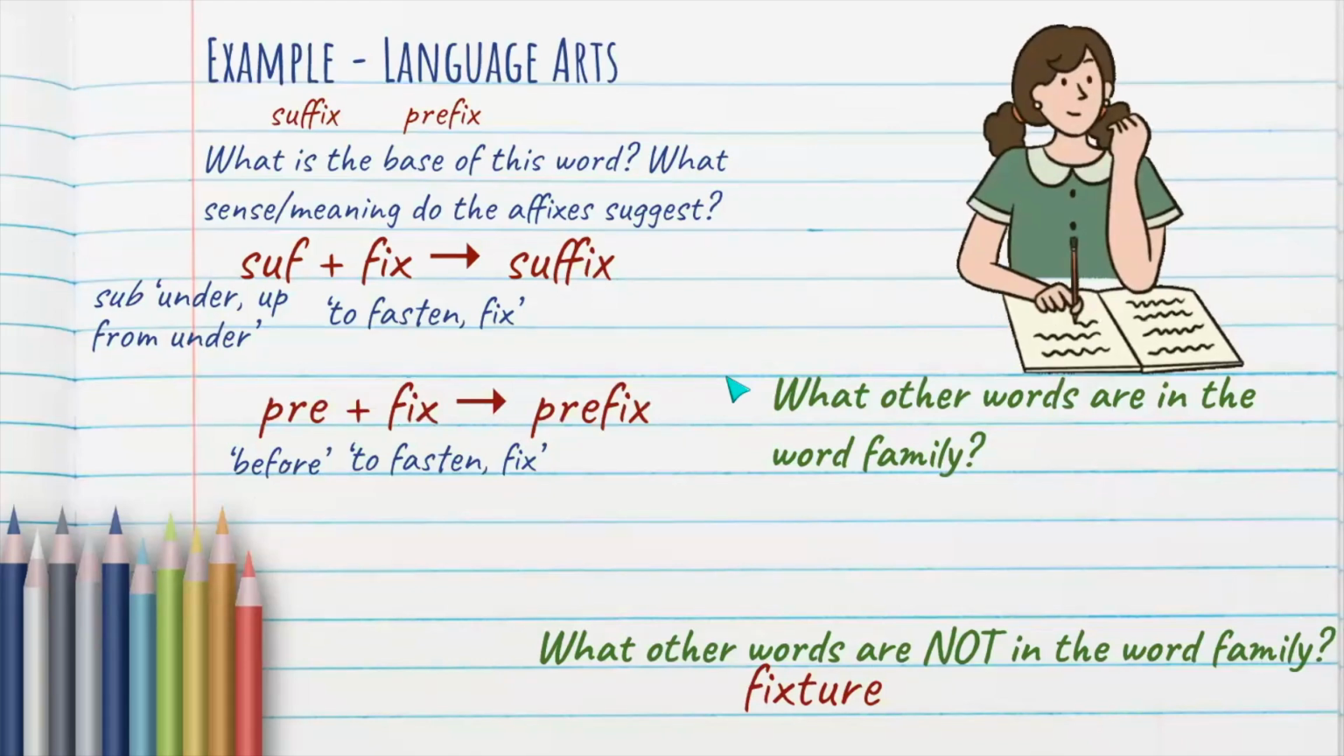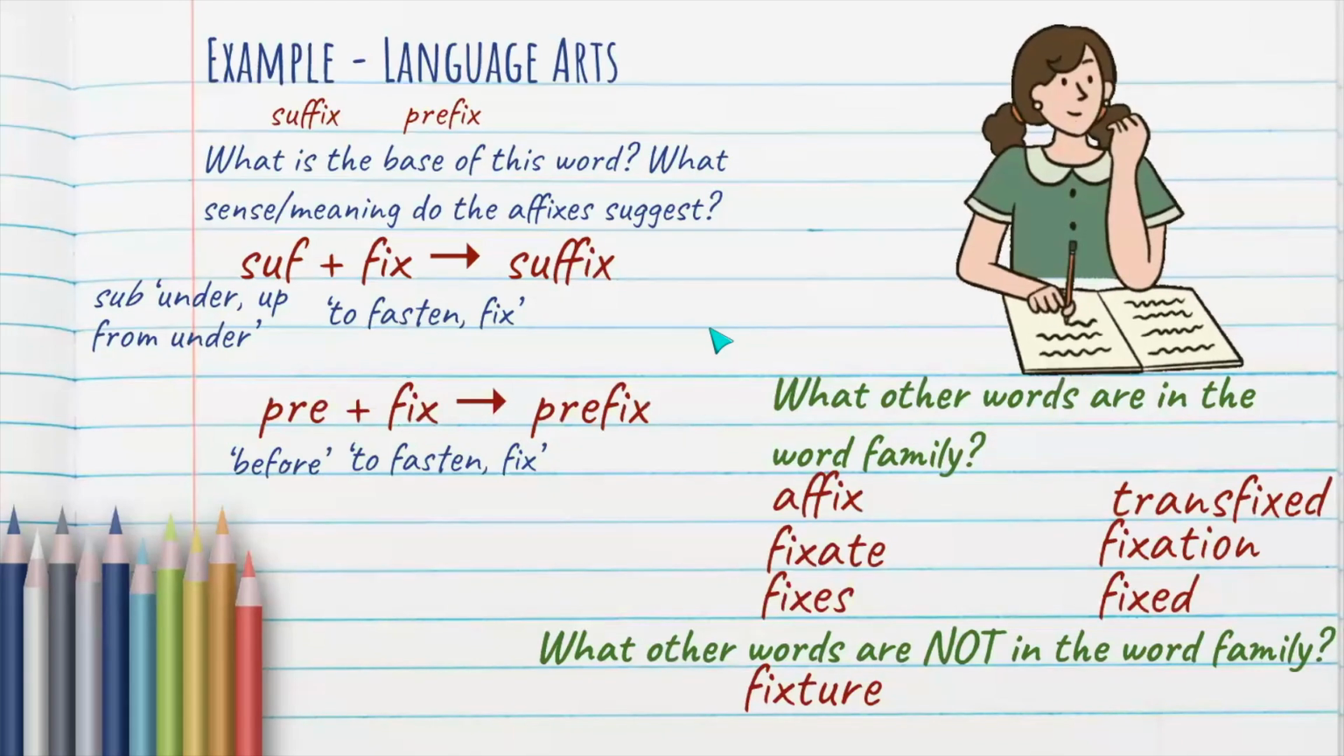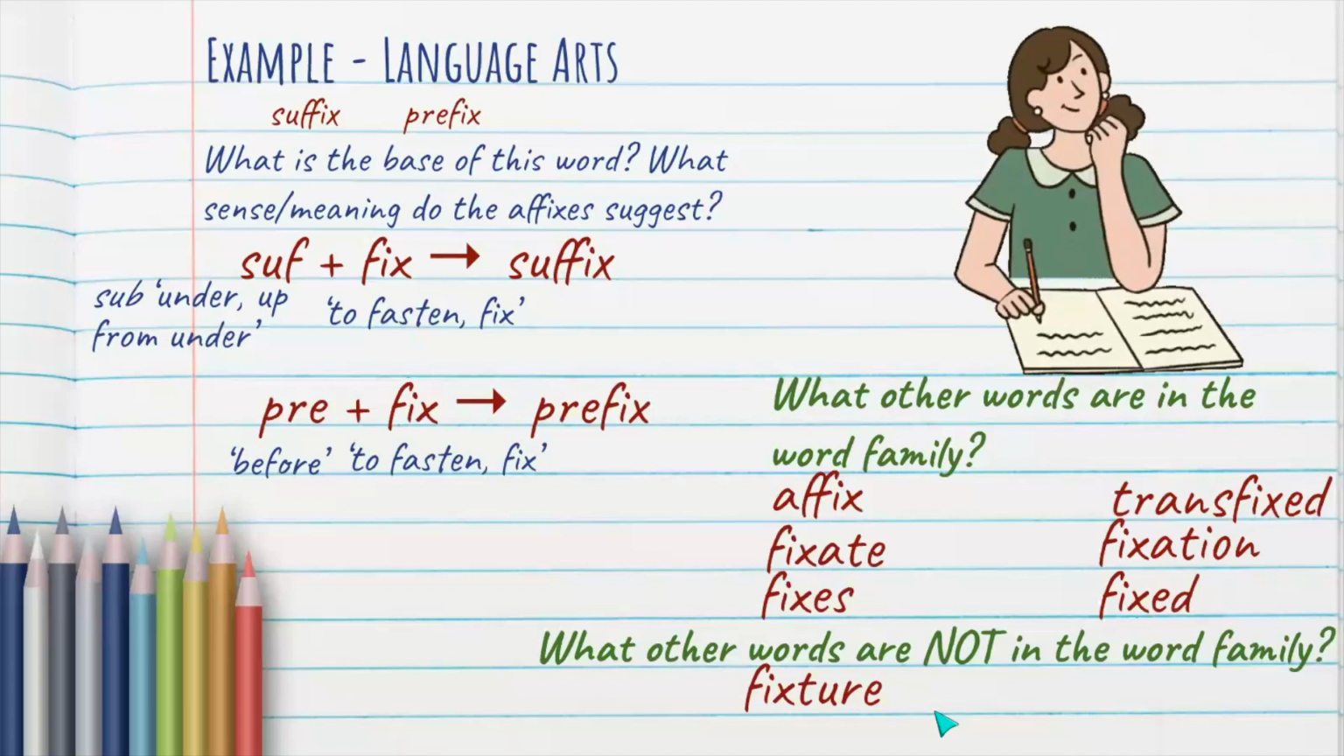Then we say, obviously, what other words are in the family. So we see affix, fixate. There's that ate as a suffix all by itself. Fixes, you could have a conversation about when we use s and when we use es to make plurals. Transfixed, fixation, fixed. This is one I thought was super interesting. The word fixture is not in the word family. And you're probably saying to yourself, what?